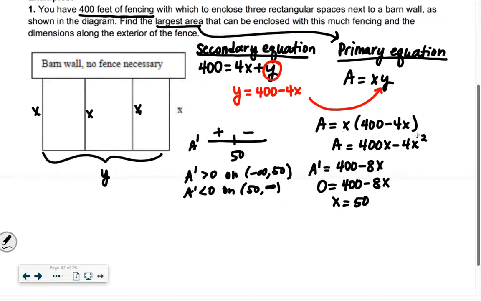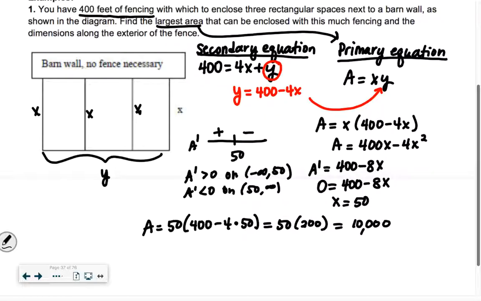So how do I find the largest area? Go back to your area equation, right? So let's use this one. My area is going to be 50 times (400 minus 4 times 50). So I get 50 times 200, right? So I think I get 10,000 square feet.